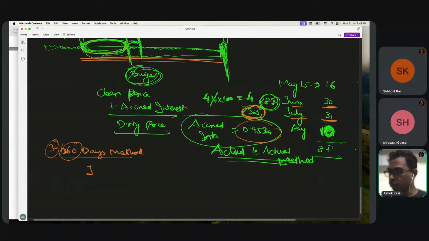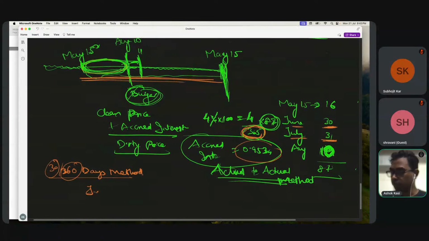So in June, not June, May, right? May. So in May, how many days are there for me? 30 days. Out of that 30, actually it is 31, okay? But I will consider 30. 15 days are over. So remaining how many days are there? 15 days. Okay. June, all 30 days. So 85.